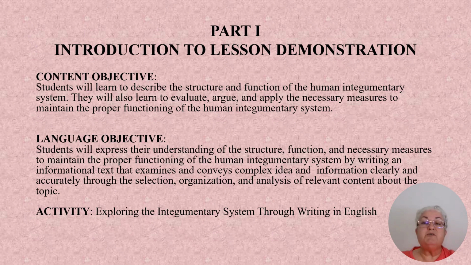The content objective is for students to develop the ability to explain the structure and functions of the human integumentary system. Also to learn to evaluate and apply the necessary measures to maintain the proper functioning of the human integumentary system. The language objective is for students to understand the integumentary system, its structure, function, and required care by composing an informational text. The activity title is Exploring the Integumentary System through Writing in English.